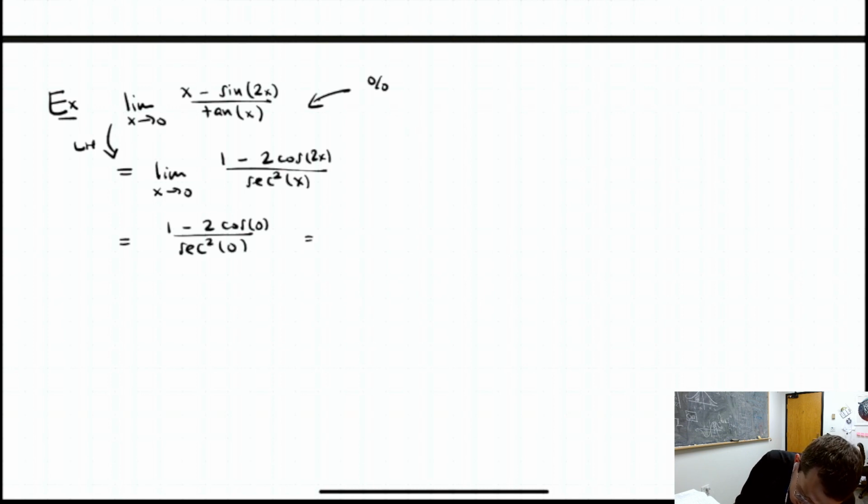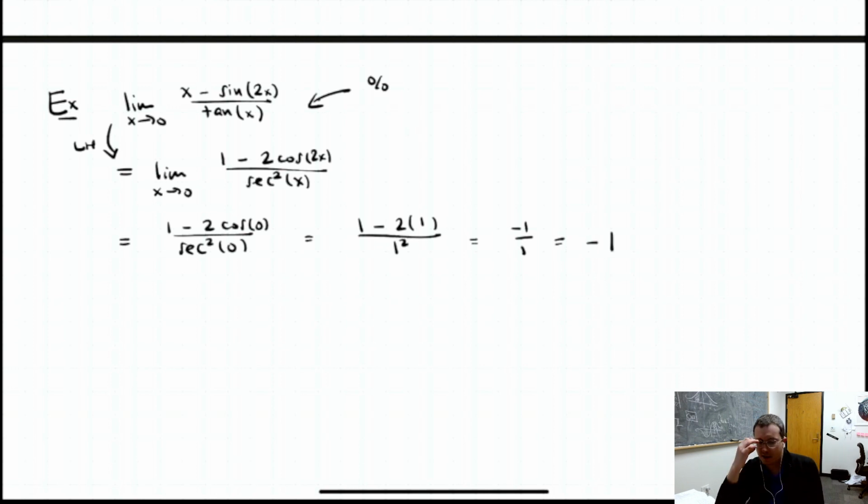which is, well, the cosine of 0 is 1. And the secant of 0, that's the reciprocal of cosine of 0. Cosine of 0 is 1. The reciprocal of that is also 1. And when I square 1, I still get 1. So this is minus 1 over 1, which is minus 1. Okay, so the limit is negative 1.